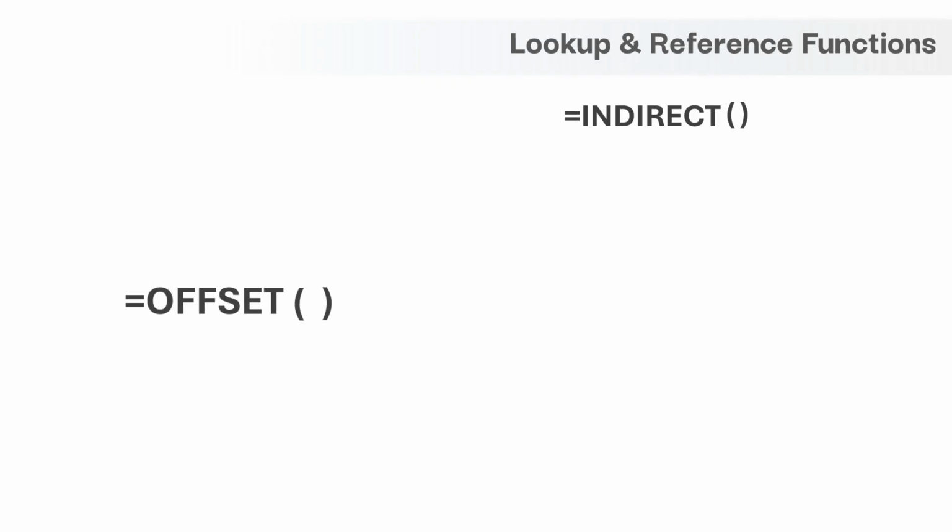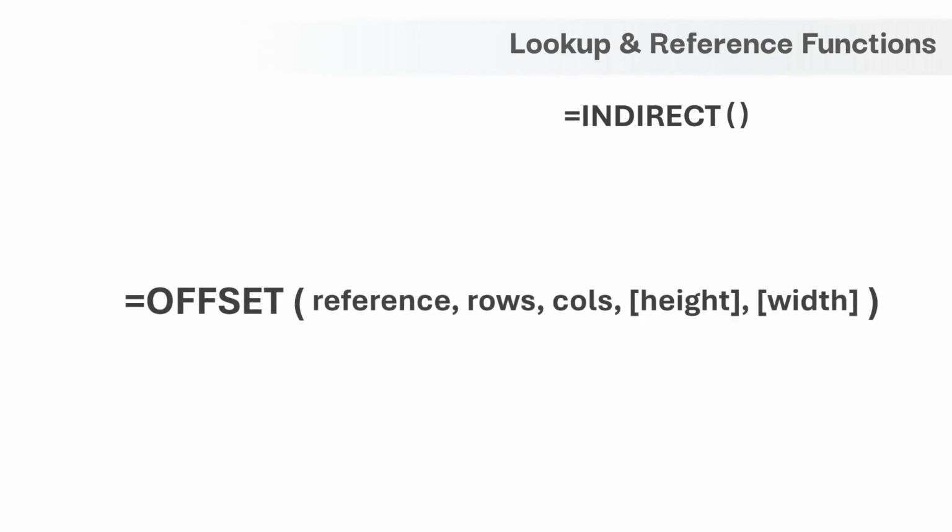Hello and welcome back. In this video, we will see the next set of lookup and reference functions, and we will learn the OFFSET and INDIRECT functions. So let's get started. The first function is OFFSET, and it has 3 mandatory and 2 optional arguments. Let's try to break it down.